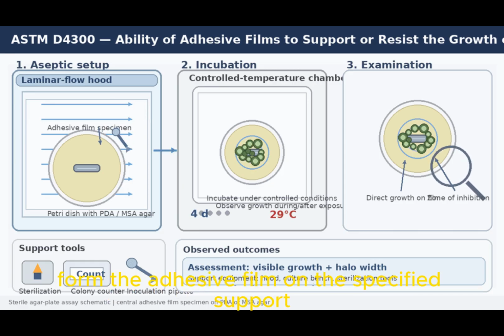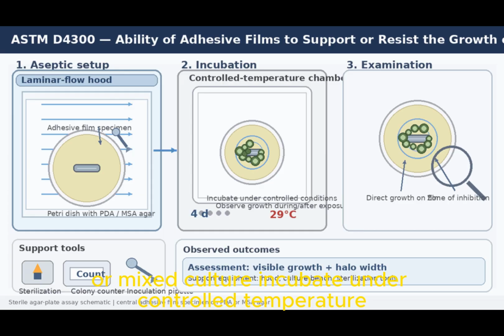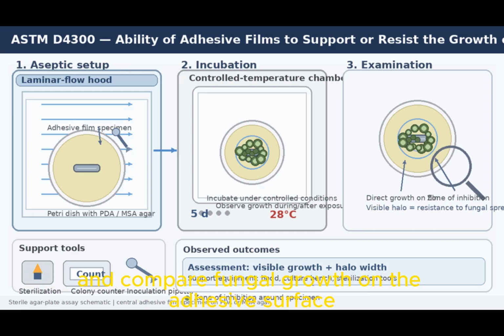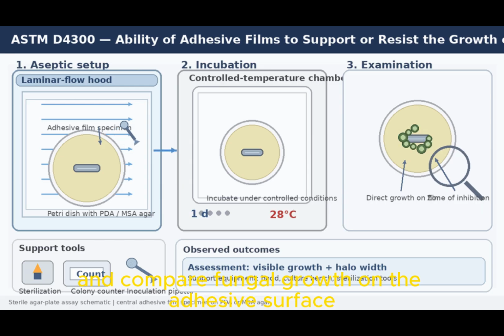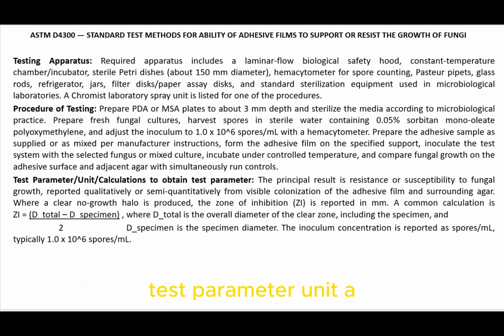Form the adhesive film on the specified support. Inoculate the test system with the selected fungus or mixed culture. Incubate under controlled temperature, and compare fungal growth on the adhesive surface and adjacent agar with simultaneously run controls. Test parameter unit calculations to obtain test parameter.